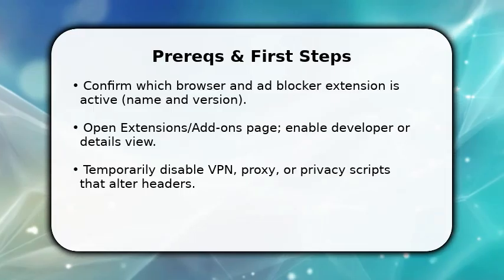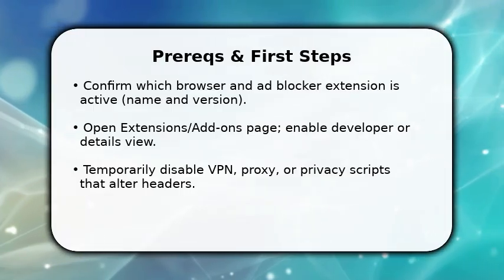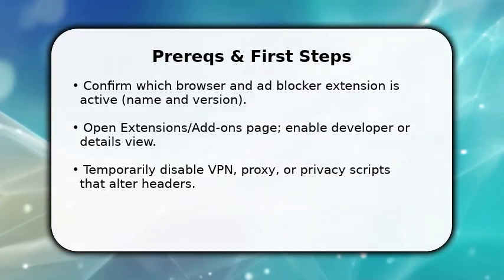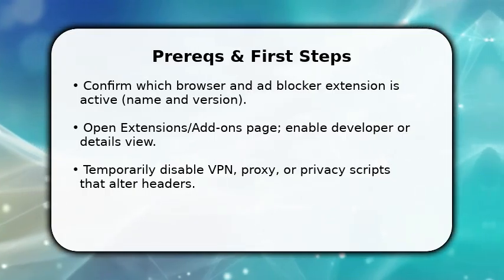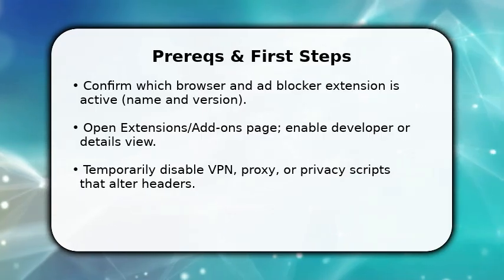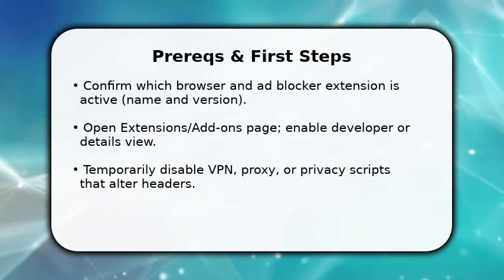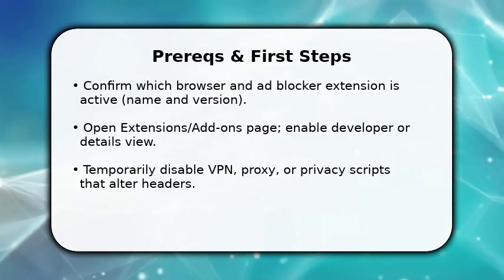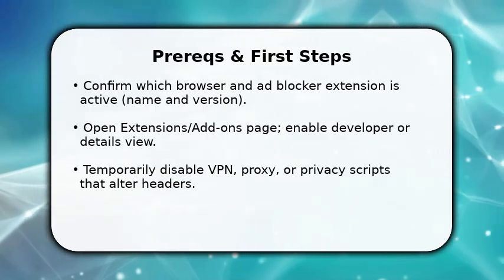You start by identifying the exact blocker and browser so you don't guess. Open the browser's extensions or add-ons page and view details. This reveals version and site permissions. Once done, disable VPN or proxy and any privacy scripts because they can trigger ad block detection servers.